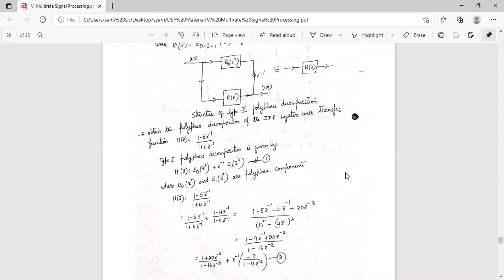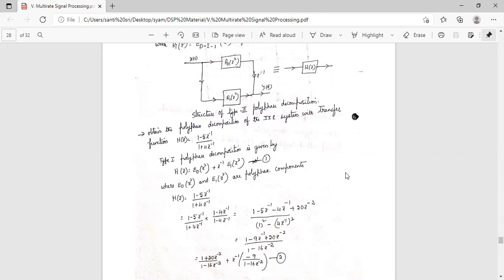What is the given transfer function? H(z) is equal to (1 - 5z^-1) / (1 + 4z^-1). Okay, rationalizing, it will become (1 - 5z^-1)(1 - 4z^-1) / ((1 + 4z^-1)(1 - 4z^-1)), right?